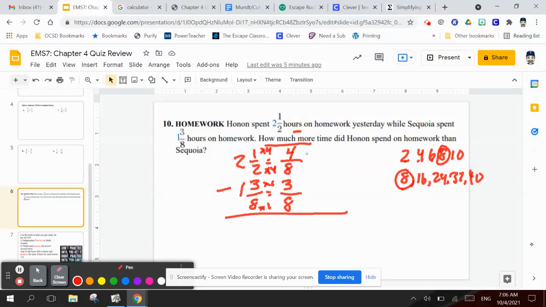And now I subtract. 4/8 minus 3/8. 4 minus 3 is 1/8. 2 minus 1 is 1. And what do we want to know? How much more time did he spend on homework? Time was in hours, so our answer is 1 1/8 hours.